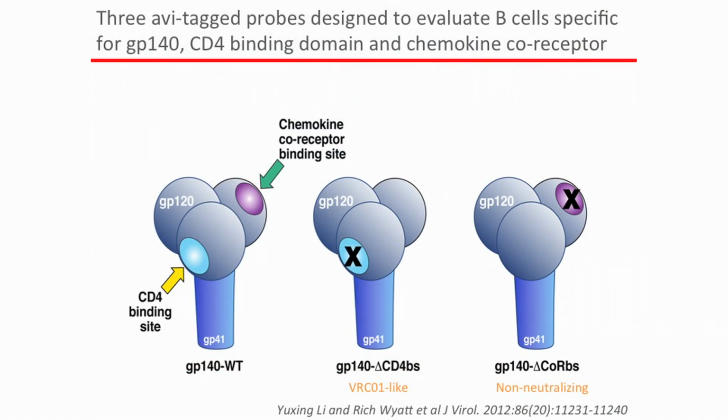So for this, Susan used 3 proteins. This is YU2 clade B proteins. She used GP140 wild type. Then she used a GP140 that's knocked out at the CD4 binding site. And she used a GP140 that was knocked out at the co-receptor binding site. So this is non-neutralizing, potentially neutralizing, and GP140.